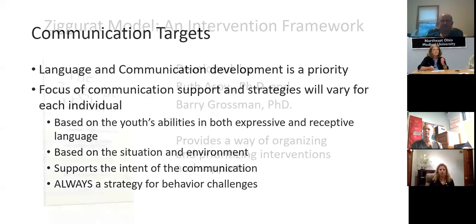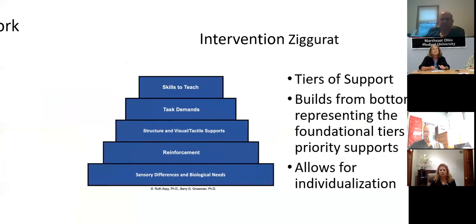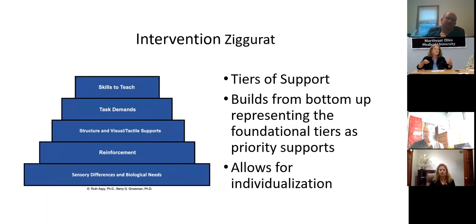In a topic so broad, there is no way in 10 to 12 minutes, as Bobby said, that we're going to hit hard on this. But what we can do is talk about an intervention model, a framework that we have used at Ocali and in many places across the state. It really helps build a framework for putting interventions in place. It was developed by Dr. Ruth Aspey and Dr. Barry Grossman, and it's not a program, but it provides a way of organizing and prioritizing your supports. It's a ziggurat that you see in front of you.